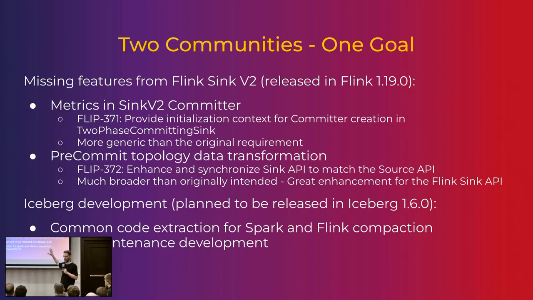Okay, how does the work go? What stage are we currently at? Basically, when we started to work on the Sink V2 implementation of the Iceberg sink, we realized that there are some features which are missing in the current Flink Sink V2 API. We added these new features, committed, merged them to the Flink open source code base, and with the release 1.19.0, this is available for everybody to use. This is the point when we will be able to start working with the Iceberg community, start using the Sink V2 API, which is ongoing work.